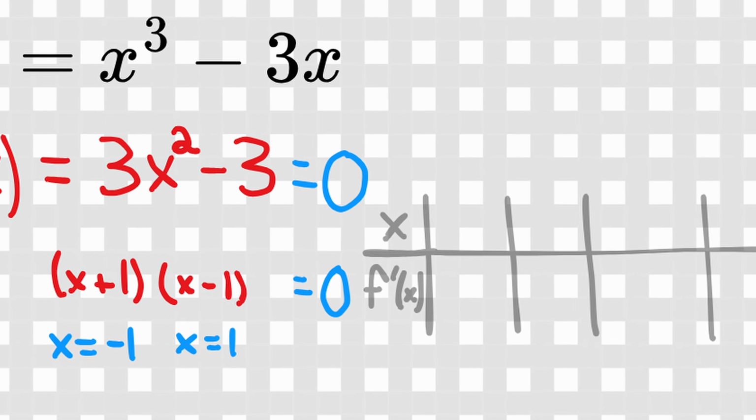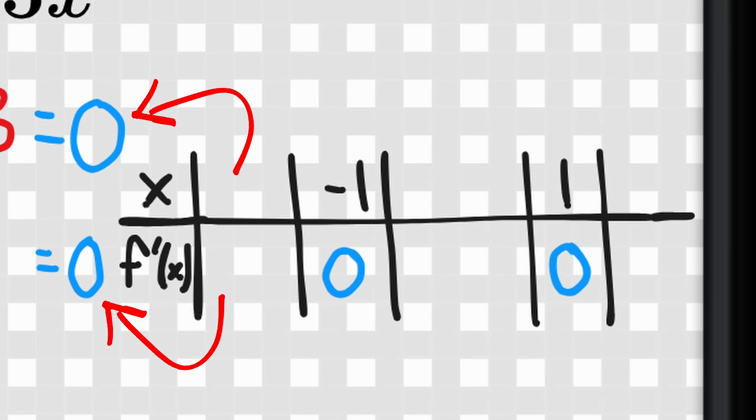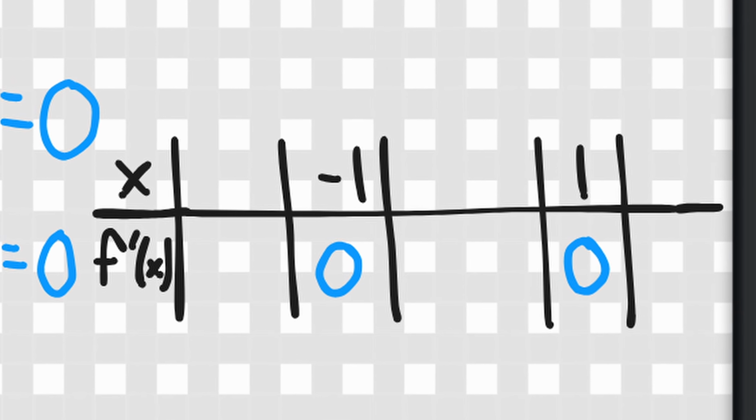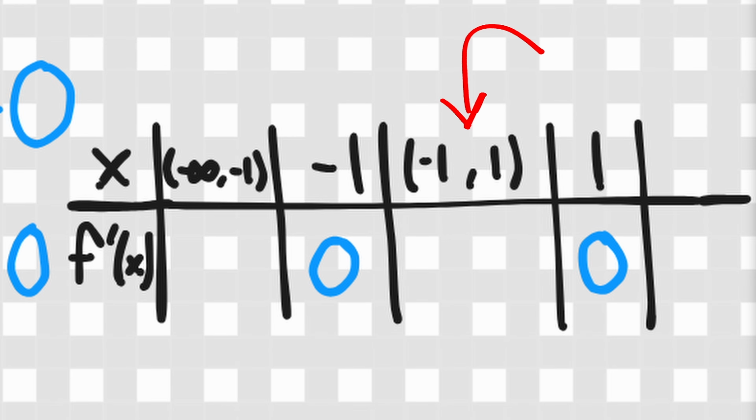So now we must write a sign chart. Let's first write out our critical points that we know are equal to 0. Now we write all the intervals that surround the critical points. So we start on the left, -infinity to -1, then we go -1 to 1, then since that is our last critical point, we go 1 to infinity.